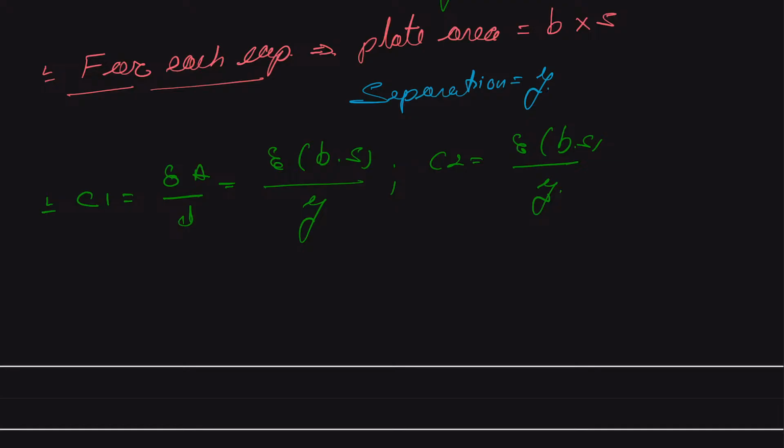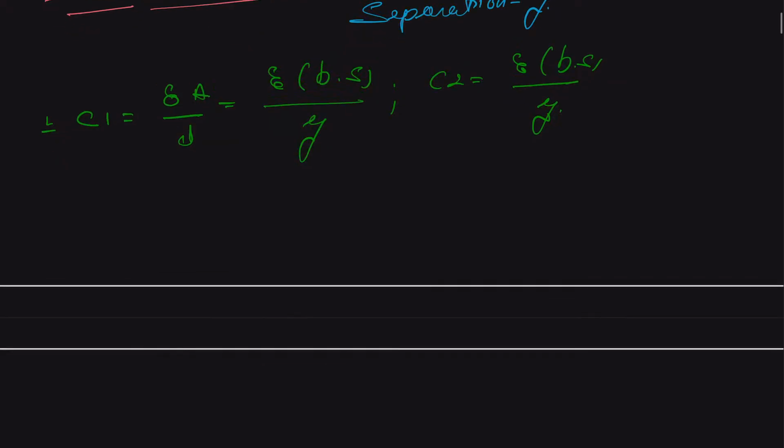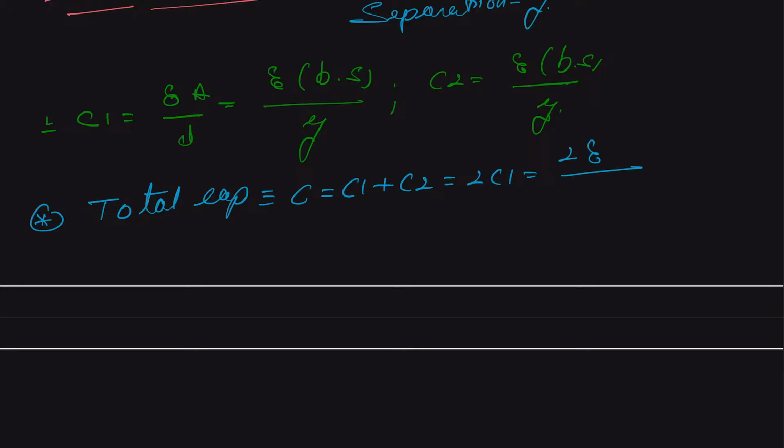And so let's calculate the total capacitance. Our total capacitance C is equal to C1 plus C2, and because C1 and C2 are the same, you can write this as twice C1, giving us twice epsilon naught B S upon Y. And now let's calculate what will be the energy stored.